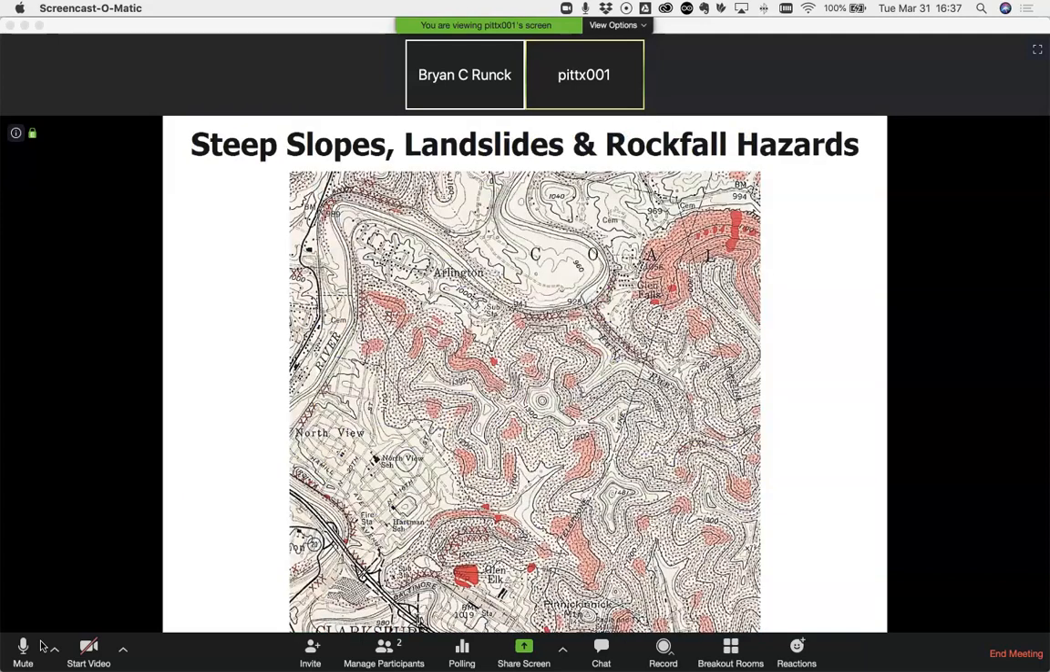This is a map in West Virginia, in a town that I once lived in, Clarksburg, West Virginia. And here we're mapping steep slopes, indicative of areas that have higher possibility of landslide.